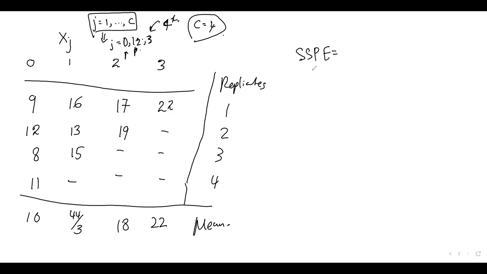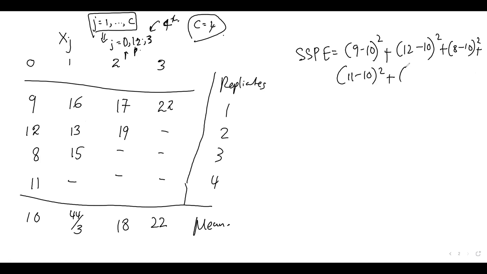How do you compute that? Starting from here, 9 minus 10 squared plus 12 minus 10 squared plus 8 minus 10 squared plus 11 minus 10 squared. So this first block is done. Now the second block, 16 minus this one, right? Don't put decimals in the middle, because when it comes to the final answer, there could be differences. So keep the fractions as they are. It's advisable to do it like that.